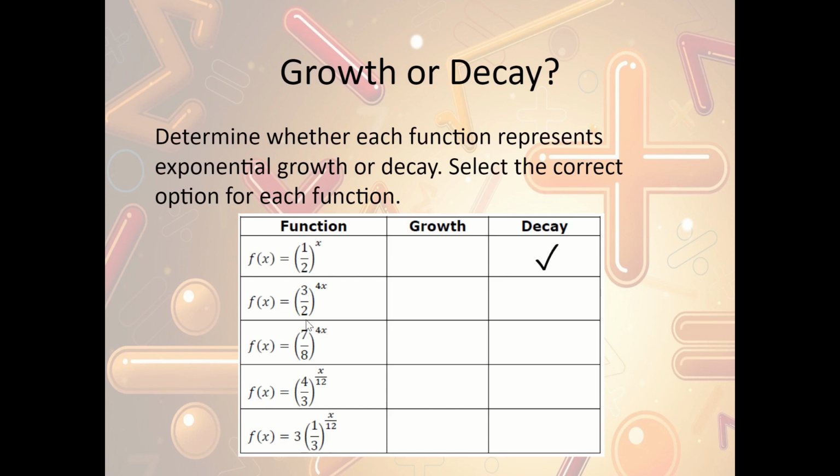We have (3/2)^x. Well, that's bigger than 1, right? Because that's 1.5, so that's growth. 7/8. Well, that's smaller than 1, so that's decay. 4/3, again, that's bigger than 1, so that's growth. And 1/3 is less than 1, so that is decay. Notice it didn't matter that they put a coefficient, it didn't matter that they messed with the exponents. This is the only number that matters. If it's bigger than 1, it's growth. If it's smaller than 1, it's decay.